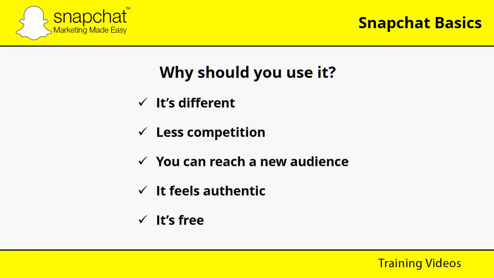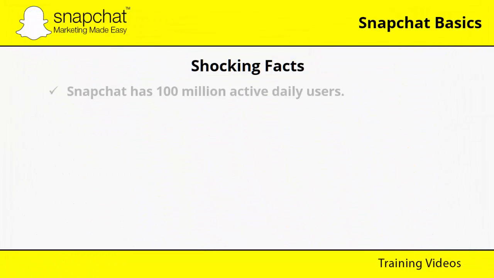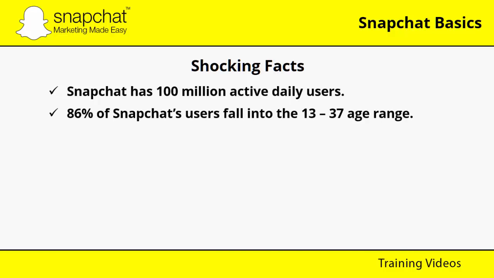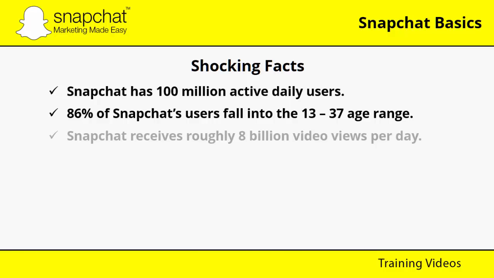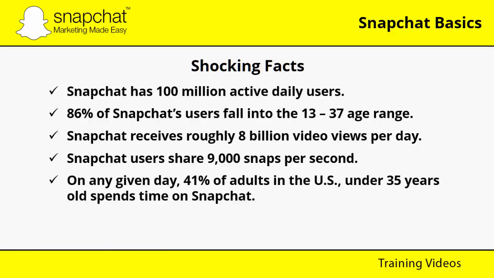In recent years, Snapchat has experienced growth in their user engagement and activity, well enough to capture the attention of businesses. Shocking facts. Snapchat has 100 million active daily users. 86% of Snapchat's users fall in the 13 to 37 age range. Snapchat receives roughly 8 billion video views per day. Snapchat users share 9,000 snaps per second. On any given day, 41% of adults in the U.S. under 35 years old spends time on Snapchat.